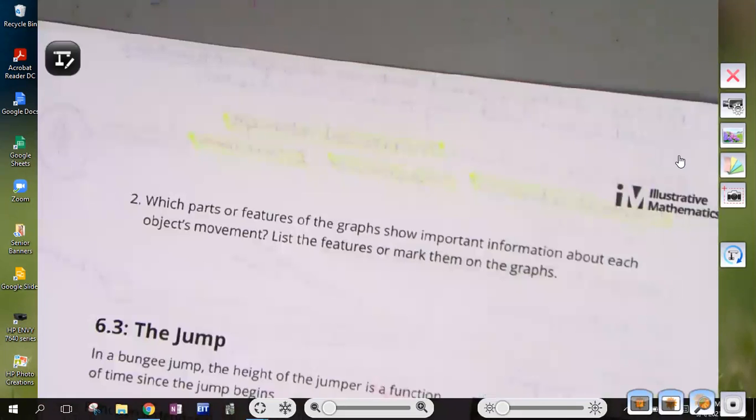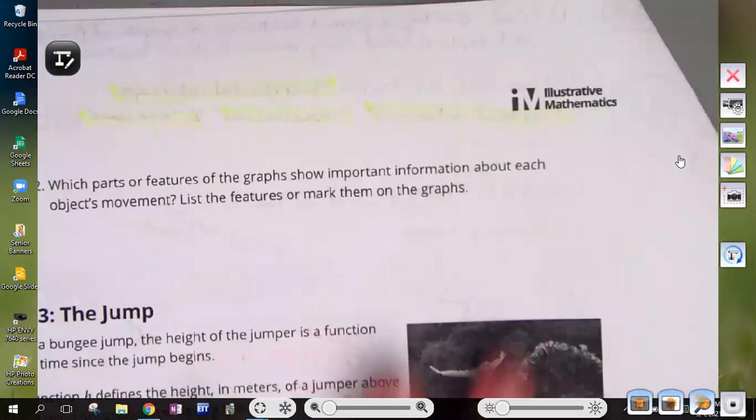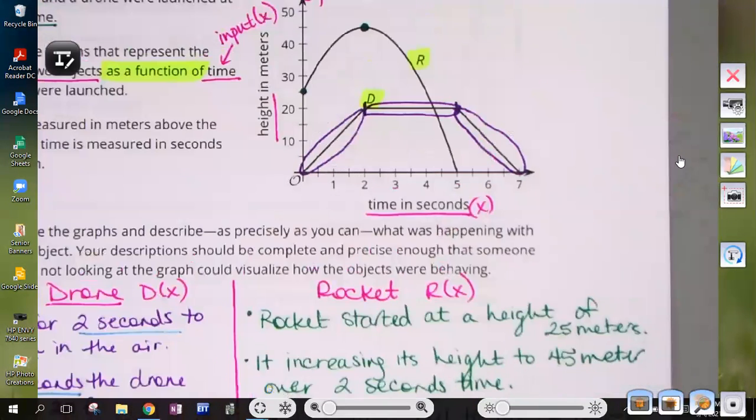So it says which parts or features of the graph show important information about each object's movements, okay? So we're not going to actually write anything on number 2. We're going to turn back to our graph and just label and point out some of those important features, okay? So looking at our graph, let's look at the drone first. What are some important features that tell us specific points of the drone and or rocket?